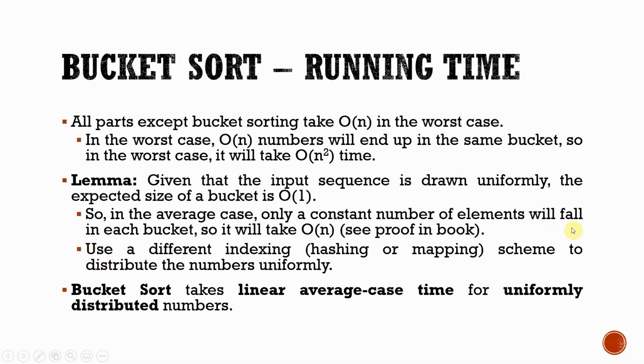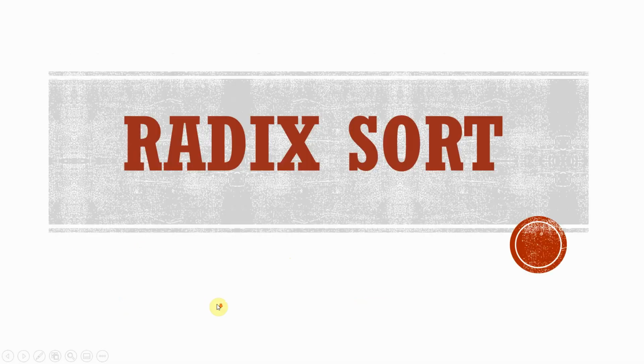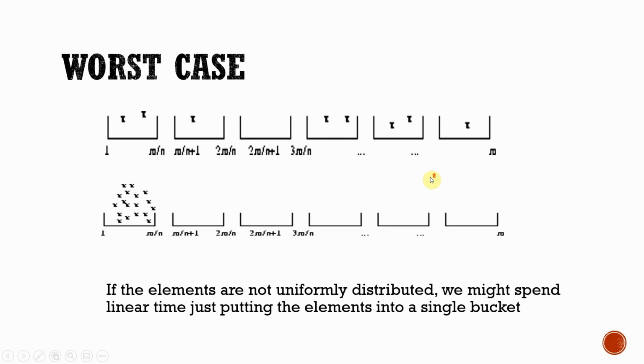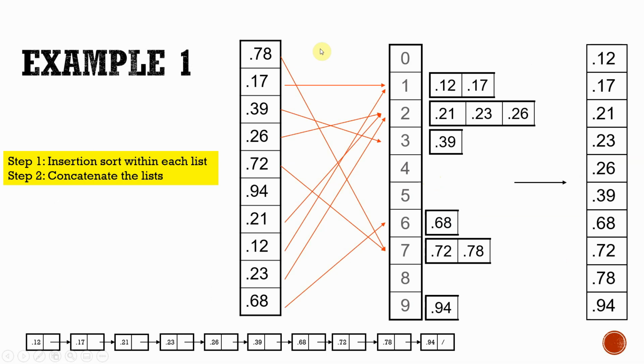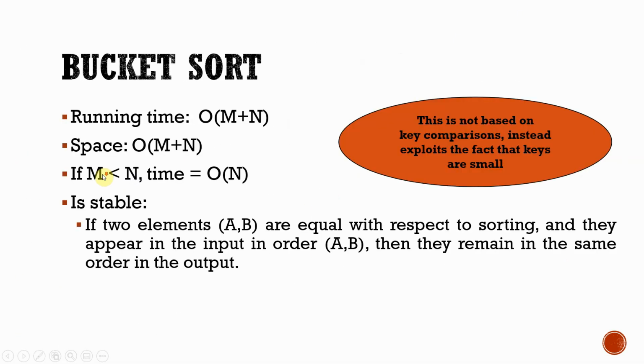If we see that our buckets are not uniformly distributed, we can use different mapping methods, with different hashing or indexing methods. Now that you've also seen hashing in your course, this should make sense, right? So we can use a different formula to map the elements into buckets. Bucket sort takes linear average case time for uniformly distributed numbers. Okay, we'll see more examples for bucket sort when we talk about Radix sort.